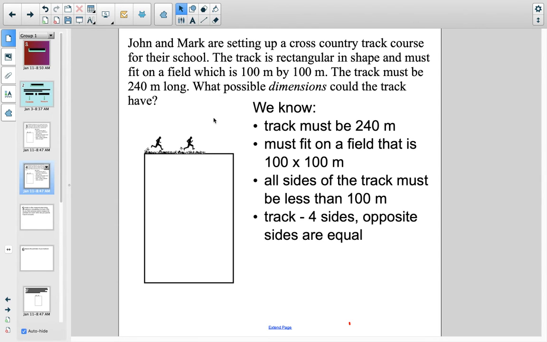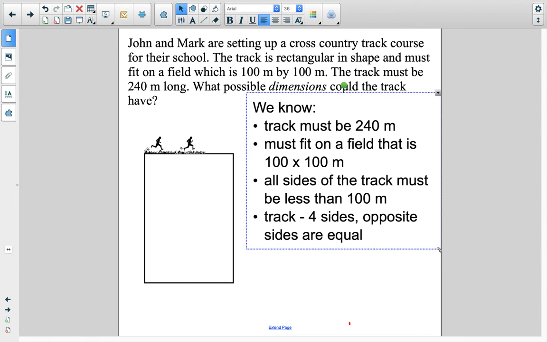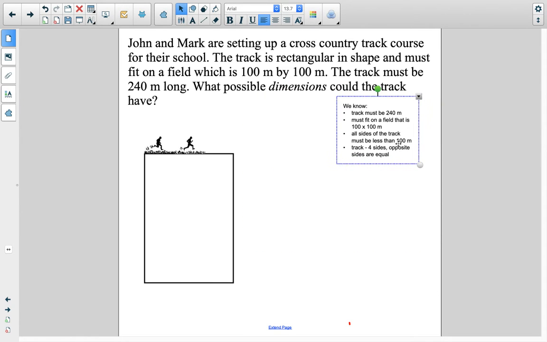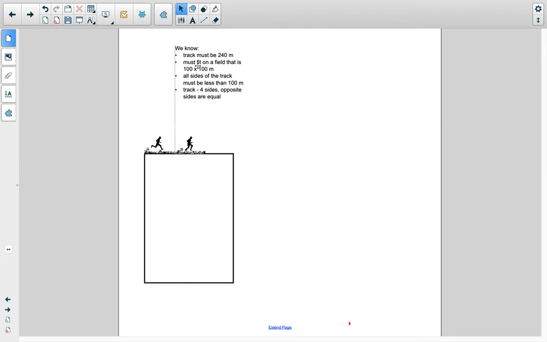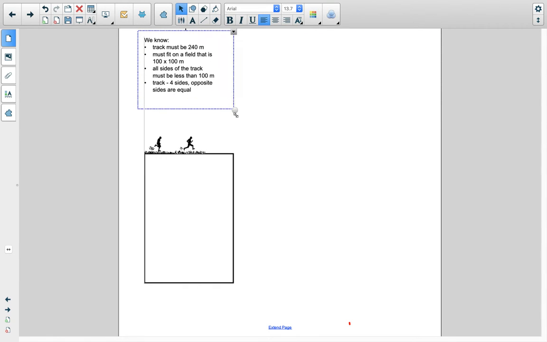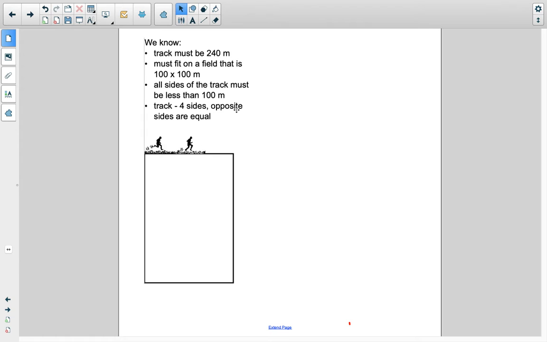I just drew this, and you like my little running guys here. I drew this so that we could get an idea of what it might look like. I'm going to put this up here because those are my notes to keep track. So how do I tackle a problem like this?